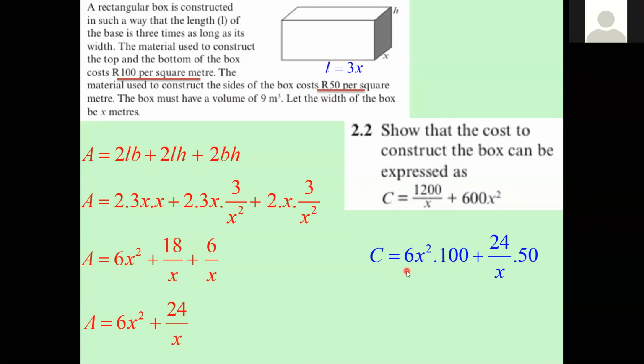Sorry, sir. I'm a bit lost on the 100, sir. The question tells us, let's return to the question. The material used to construct the top and the bottom of the box costs 100 Rand a square meter. Yes, sir. So the top and bottom, in terms of square meters, is 6x squared. Because the top and bottom is length times breadth, which was this part of the equation, which comes out to be 6x squared. And the rest of the box, 24 over x, is calculated at 50 Rand a square meter. Okay, we're ready to move on. We're going to multiply this out. Yes, Mr. Tenjwayo, what did you get if you multiply this out?